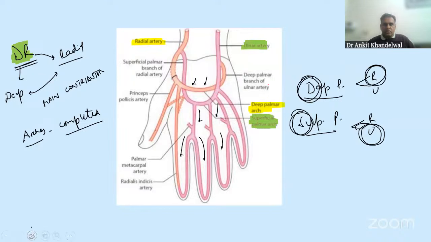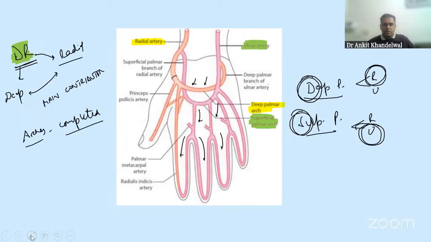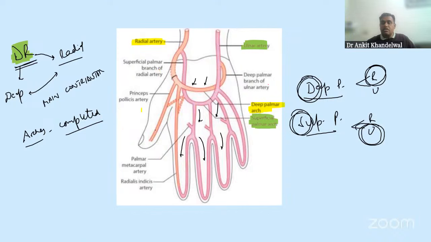Which branch? Let me use the yellow highlighted part right now. This deep palmar arch is giving off an artery going to the thumb known as princeps pollicis. Pollex means thumb. And one more artery goes to the lateral side of the index finger, known as radialis indicis artery. So if you have bleeding from the thumb or from the side of the index finger over here, these arteries are coming from the deep palmar arch.